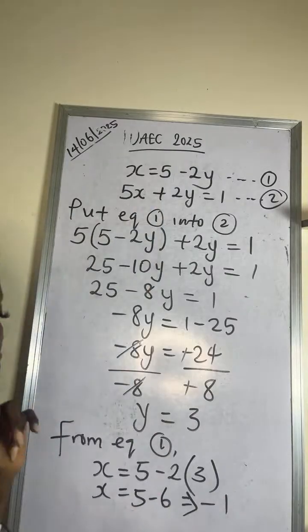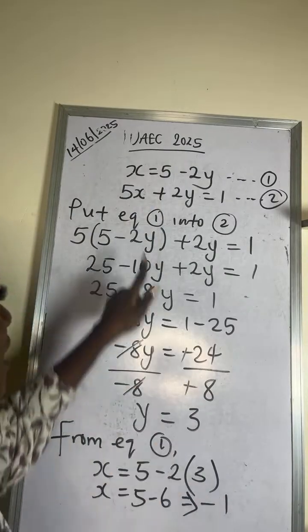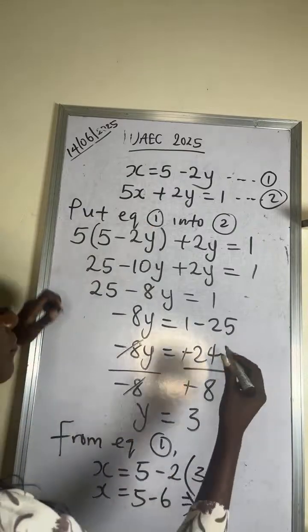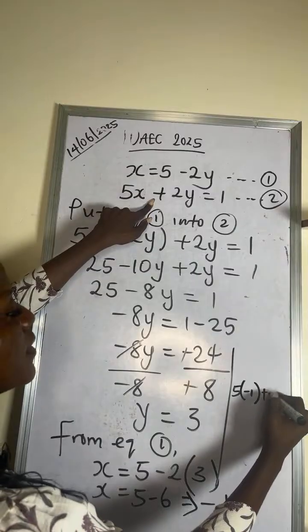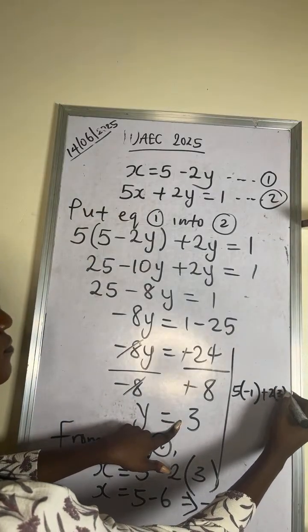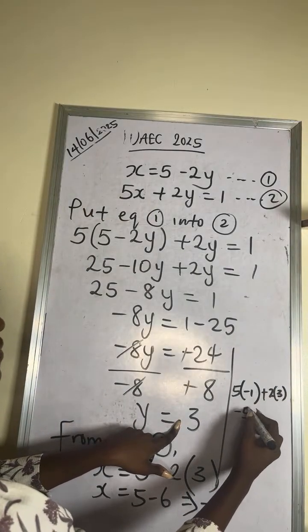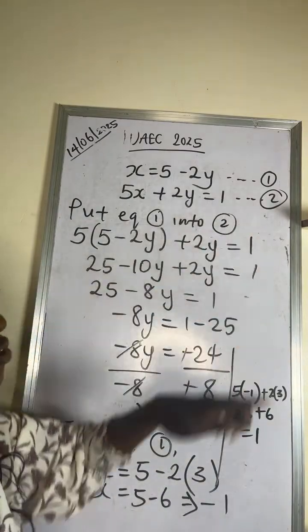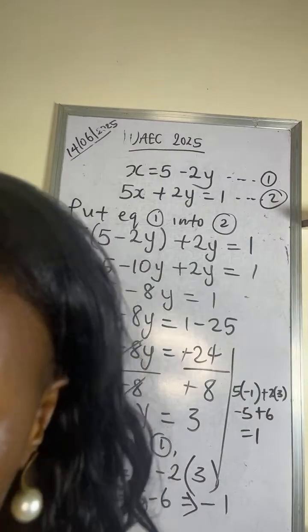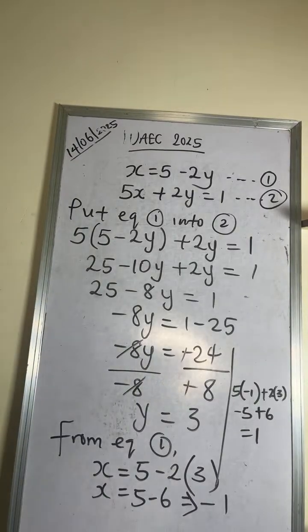Now you can go check if you're correct. We always do that. So we'll check when x is minus 1. 5 times minus 1 is minus 5, plus 6. What do you get? 1. So the value of x and y is correct in this simultaneous equation.